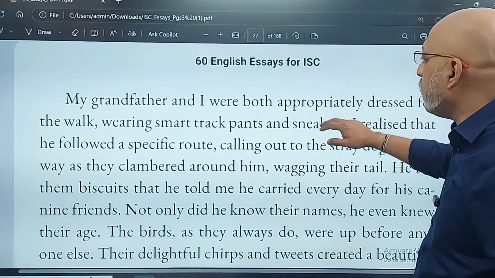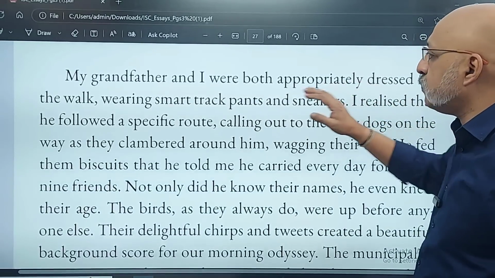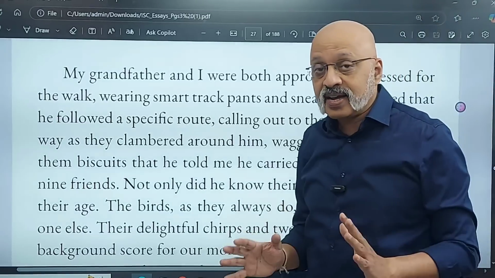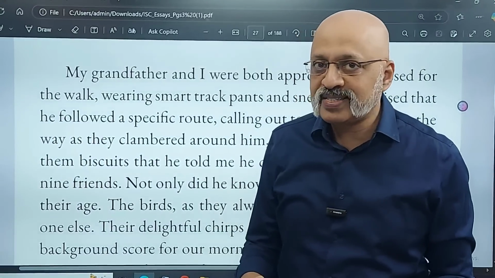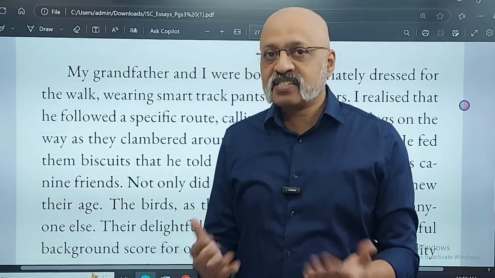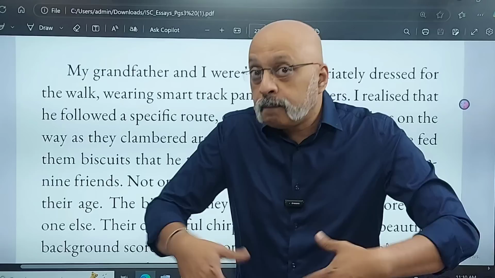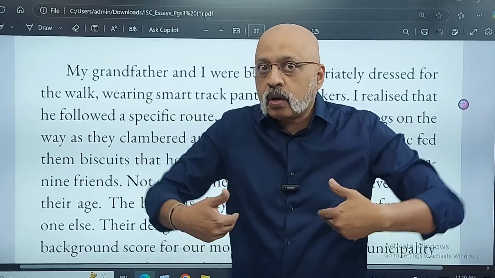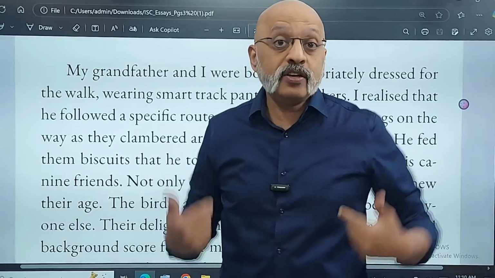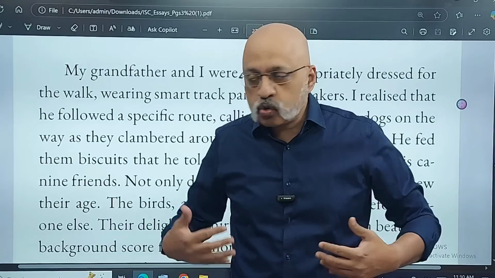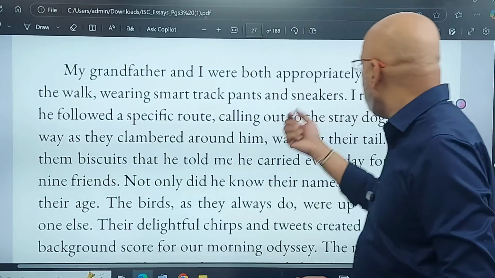My grandfather and I were both appropriately dressed for the walk, wearing smart track pants and sneakers. Now that is, again, see, many of the descriptive essays will also need details like this. It's extra detail which gives you a complete picture. There's no point talking only about the scenery. You need to talk about, because it is about you and your grandfather, how you are dressed, what you did, everything, right?